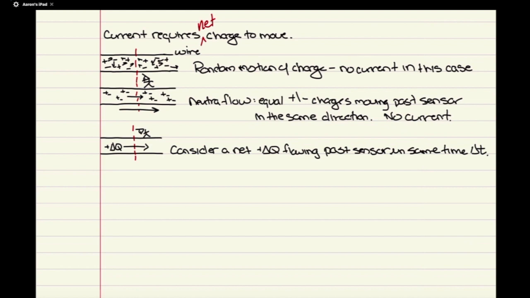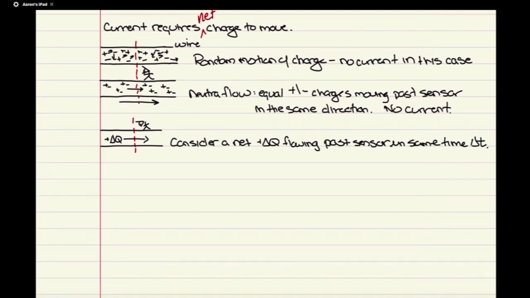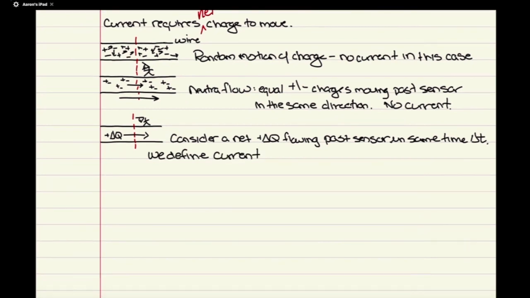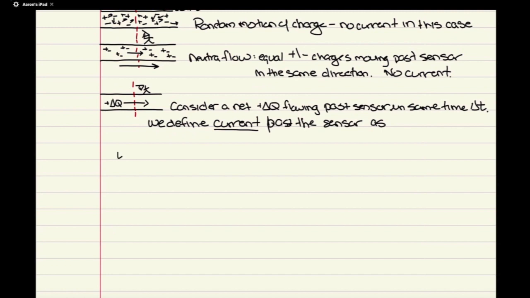So every second or every minute or however often you're measuring, there's a certain amount of charge you see passing by the sensor. We define the current past the sensor as the ratio of these two quantities. So let's define current as delta Q over delta t, the amount of charge passing by in a given amount of time.